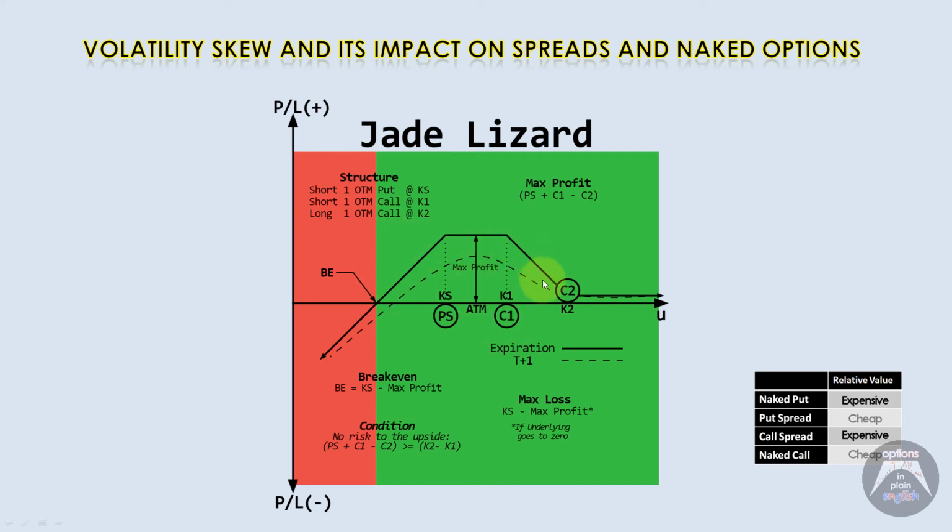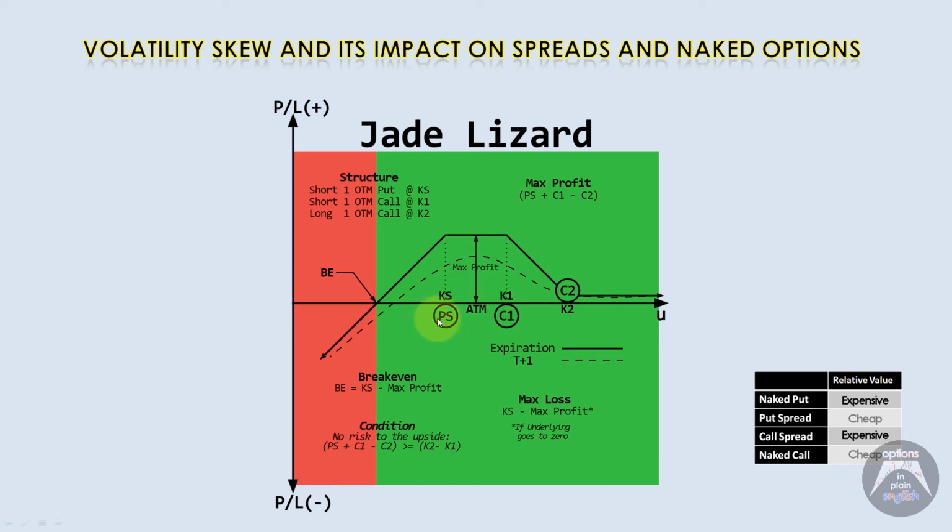Now, again, it doesn't mean that it's going to be a winner necessarily, but it means that we're taking advantage of the skew that is presented to us in equity products. The condition here, for example, to get no risk to the upside, would be that the credit that we get from the put plus the call minus the call that we bought has to be greater than the width of this spread.